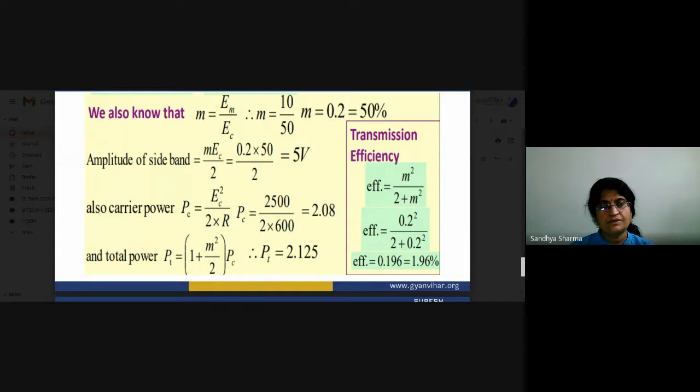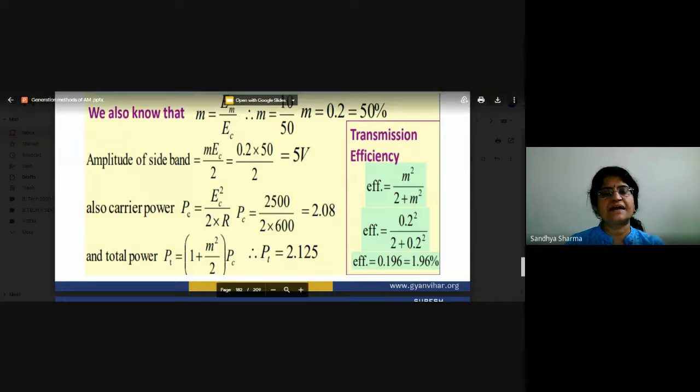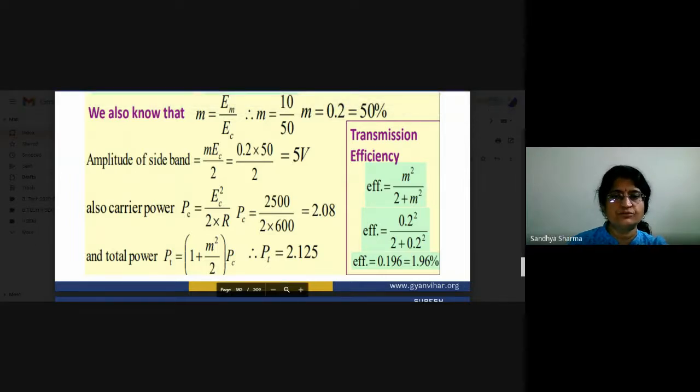Now you also have to calculate the amplitude of the sideband, that is equal to MEC by 2. So what is the modulation index, what is the EC, and what about the 2? You can calculate the amplitude of the sideband. If you want to calculate the carrier power PC, that is equal to EC square upon 2 into R. R is the resistance, and EC square is 2500. So 2.08. Total power PT is equal to 1 plus m square by 2 into PC.